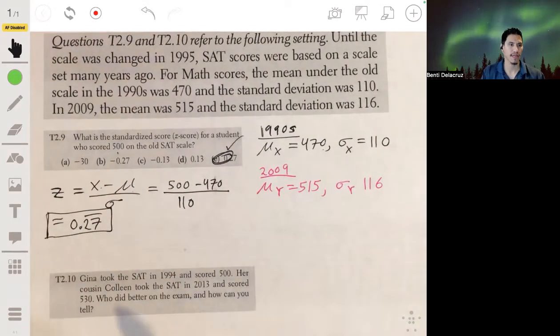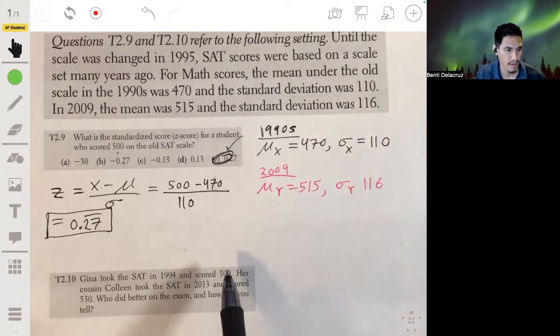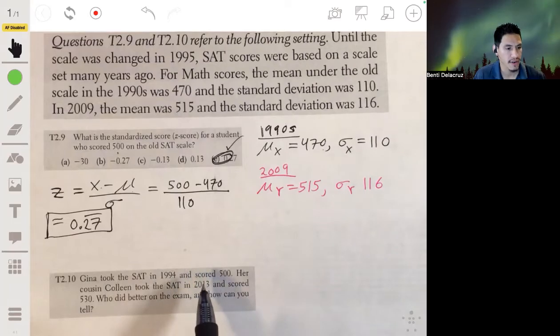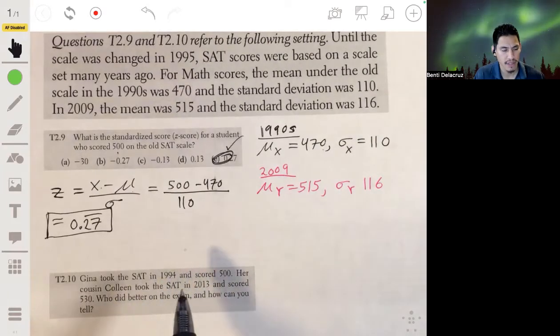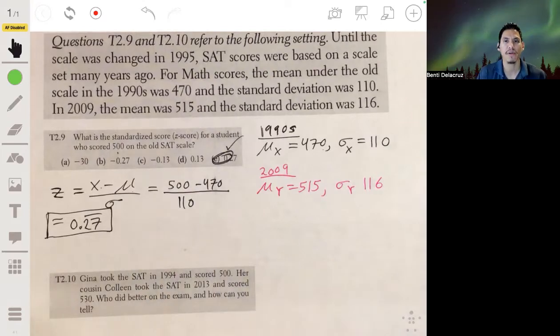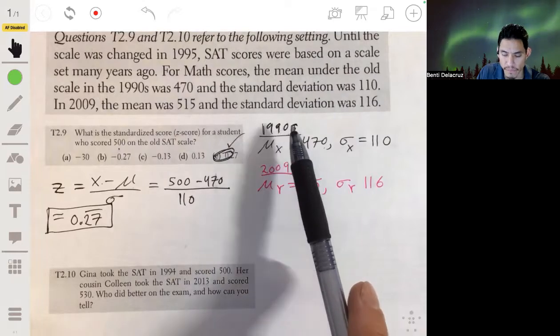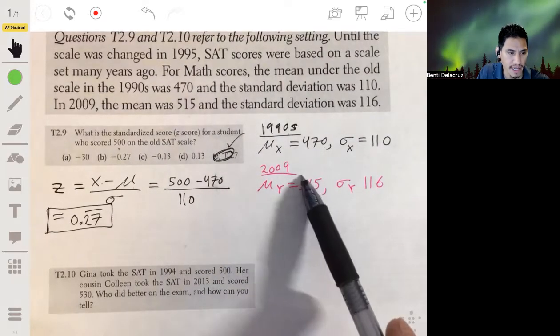Now, problem 10, again using the same information: Gina took the SAT in 1994 and scored 500. Her cousin Colleen took the SAT in 2013 and scored 530. So who did better on the exam, and how can you tell? What you want to do is calculate the Z-score for each individual based on their distribution. For Gina, it was the 1990s, and for Colleen, it was 2009.